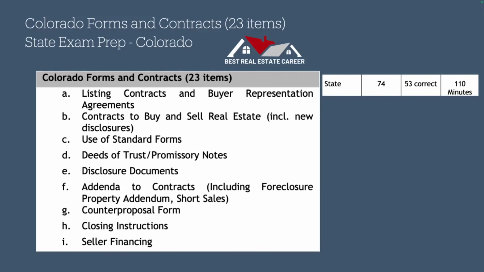We're going to talk about the listing contract and buyer representation agreements. There's a little bit of confusion around this because at the end of the day, listing contracts can be both buy side and sell side. So it gets a little confusing. They're all listing contracts, but when we break it down, say buyer representation, it's a little bit easier. Contracts to buy and sell, which includes the new disclosures.